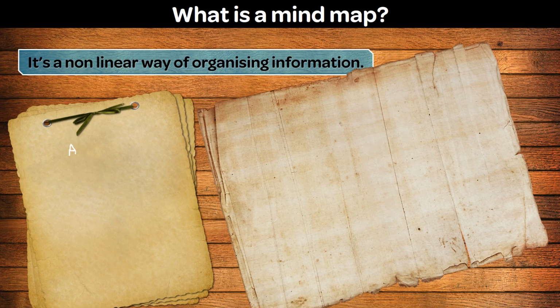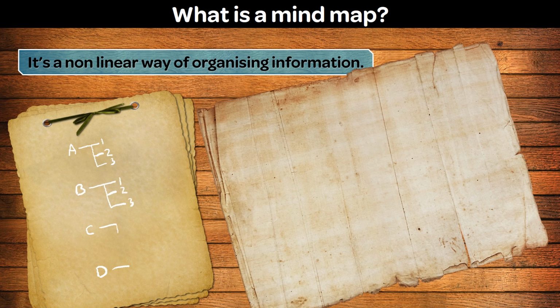I mentioned that it's a non-linear way of organising information. Well, think of linear as being like a list or a timeline. So you'd start with A, and then you'd go on to B, and then you'd go on to C, and then you'd go on to D. These things are useful if something needs to be done in a particular order. But when you're just generating ideas, you don't really want to be stuck to a linear approach.